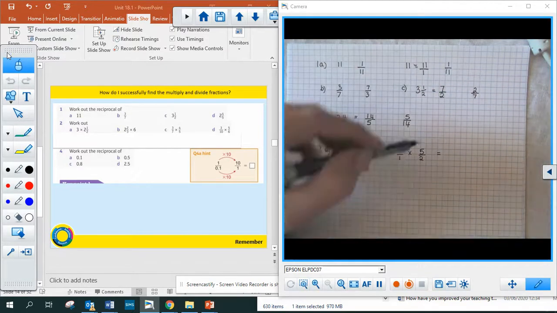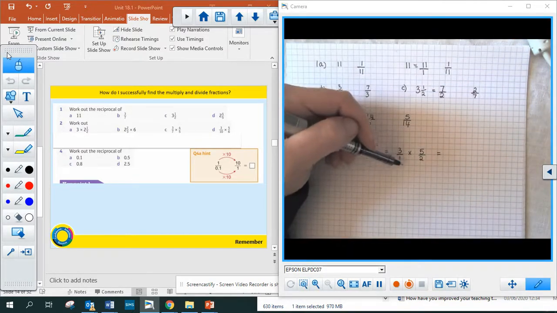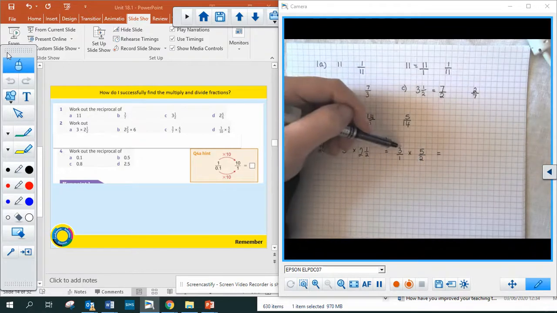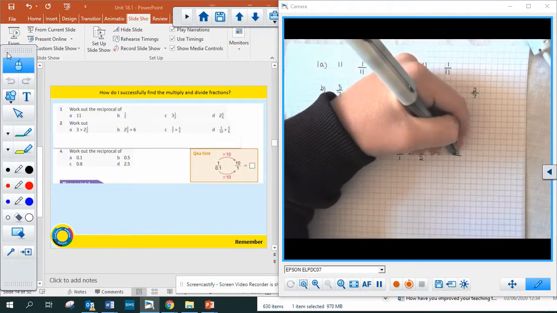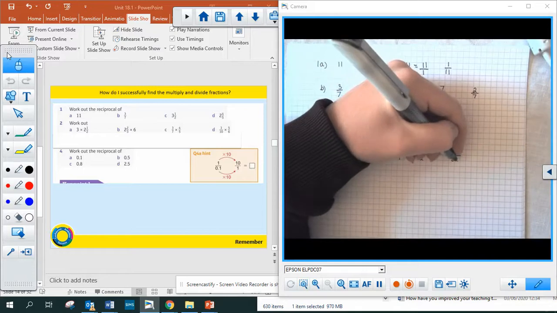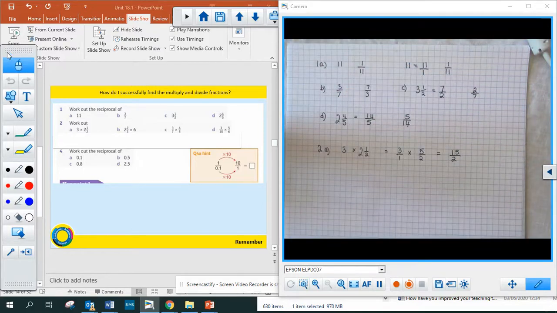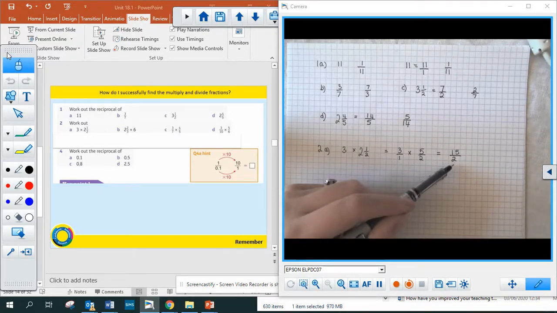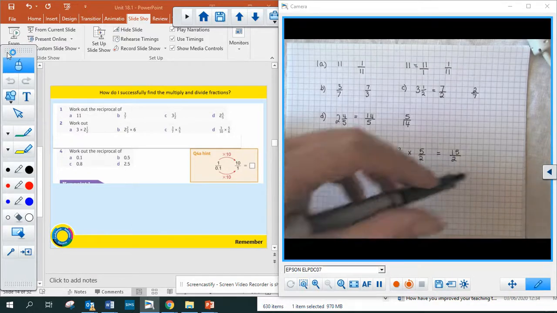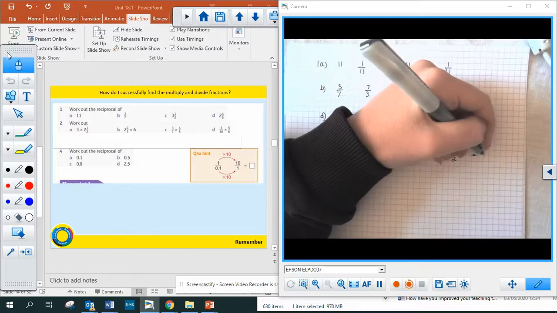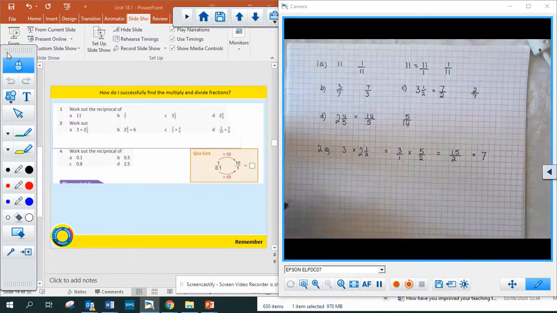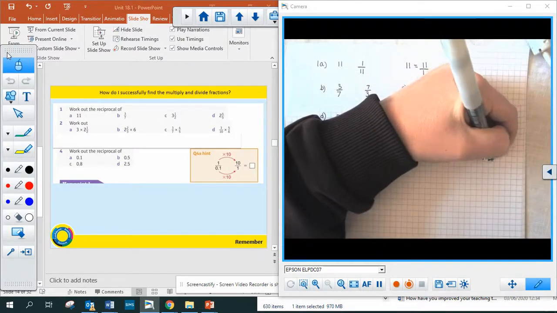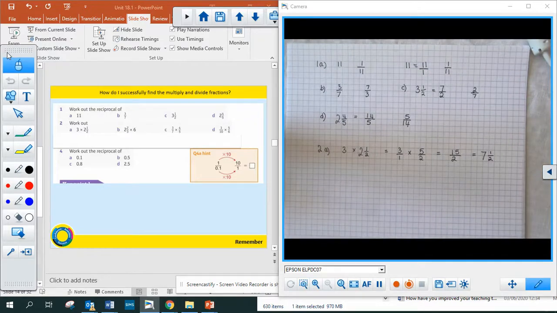Now I've done that, I'm just going to multiply my numerators together and then multiply my denominators together. 3 times 5 is 15. 1 times 2 is 2. Okay? So it didn't say how to leave your answer, so you could have left your answer like that, or you could now convert this into a mixed number. And I do that by saying how many 2's go into 15? Well, 7 2's go into 15 because it gets us to 14 with 1 remaining. So my answer is 7 and a half.